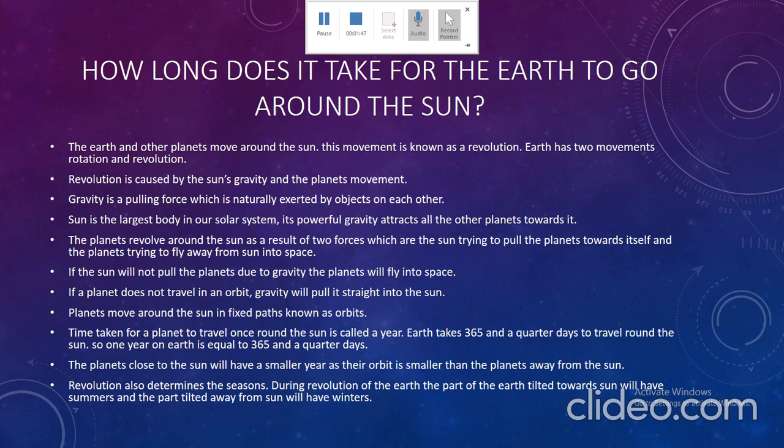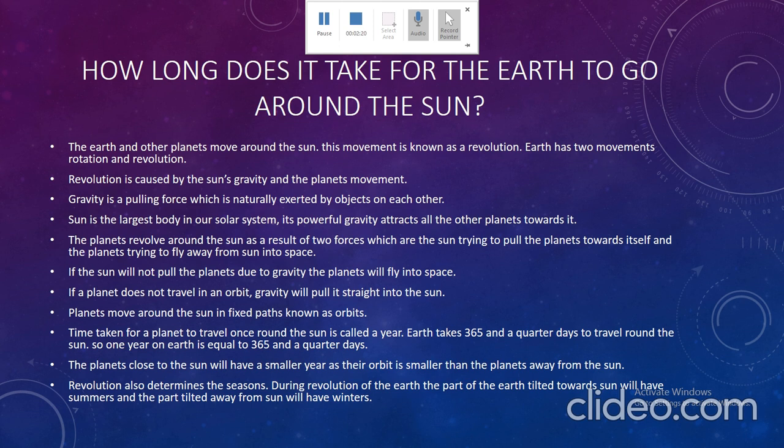If the sun will not pull the planets due to gravity, the planets will fly into space. If a planet does not travel in an orbit, gravity will pull it straight into the sun. So see, the two forces are balancing. All right, the first one is the force of gravity of the sun, which is pulling the planets towards it, and the other is the planets' movement towards the space. All right, they are moving towards the space, and the two forces are balancing each other.